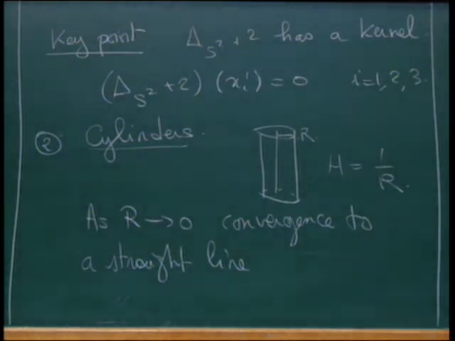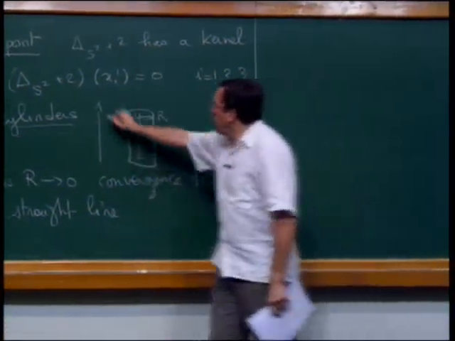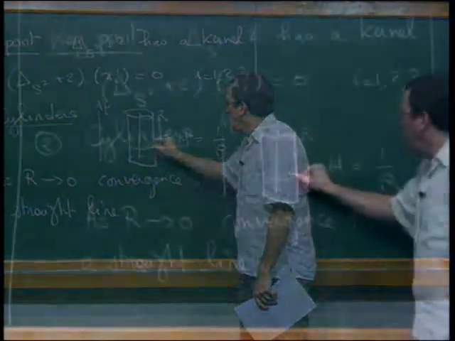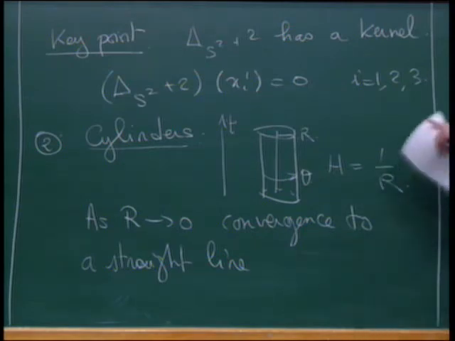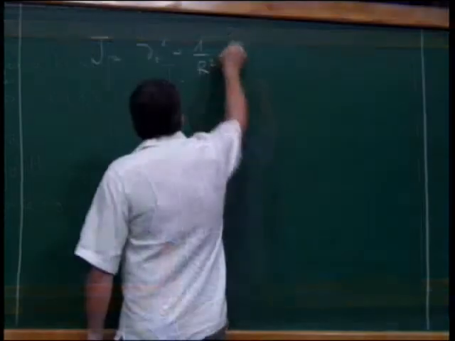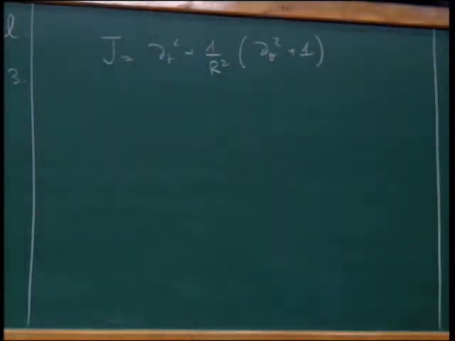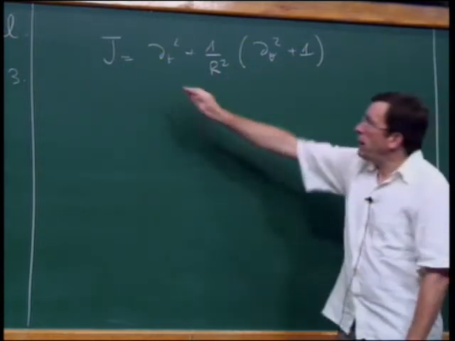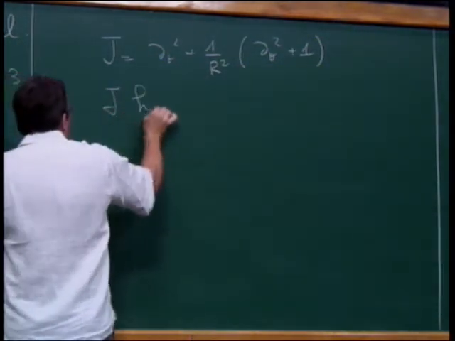Okay, now let's work out the Jacobi operator about the cylinder. Let me call the vertical variable t, and let me call the angular variable theta. So the Jacobi operator about this cylinder reads dt squared plus 1 over r squared d theta squared plus 1. Okay, so this time it is very interesting because again you see that this Jacobi operator has a kernel.